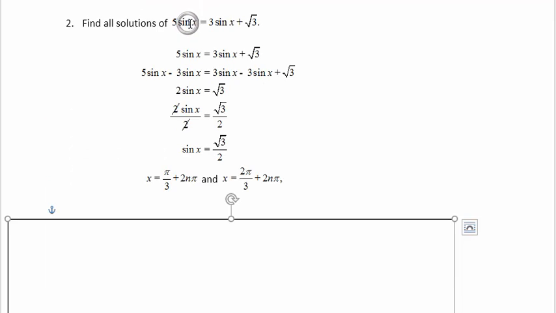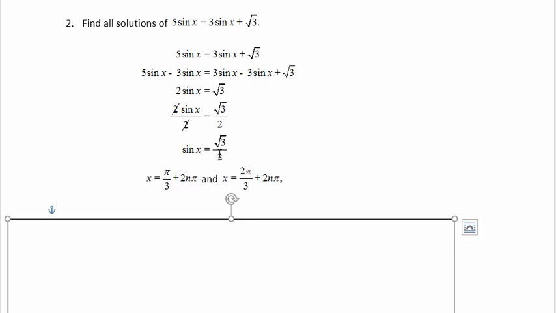Okay, so since I have just sine of x here to the first power, what I'm going to try to do is get the sine of x to one side, everything else to the other, and see if I can isolate the sine of x. And I can here. So I'm subtracting 3 sine of x from both sides, which leaves me with 2 sine of x, divide both sides by 2, and I get that the sine of x is equal to the square root of 3 over 2.